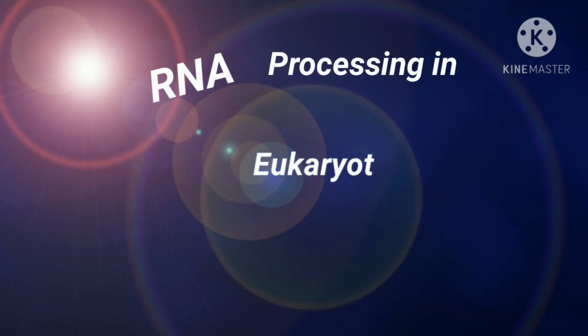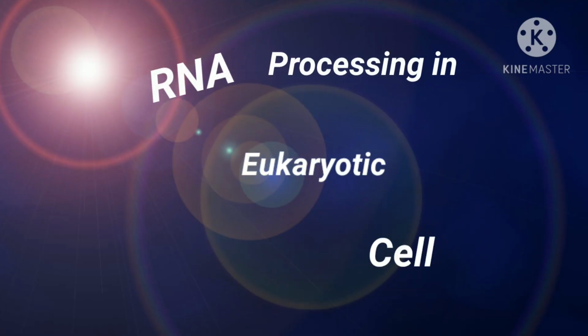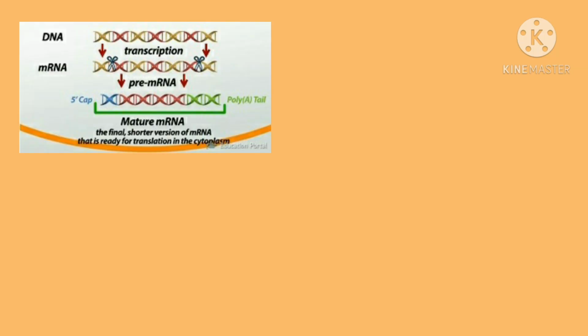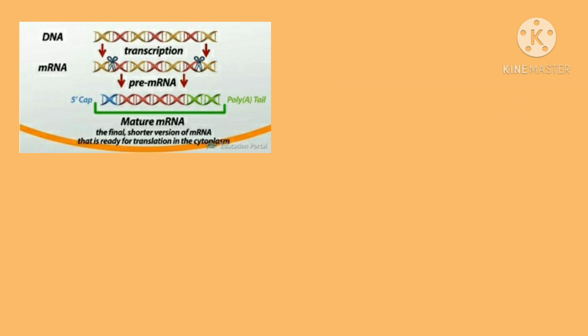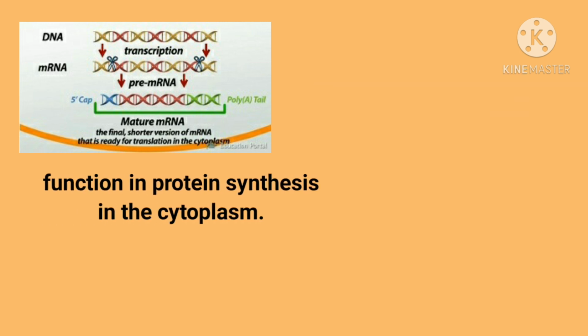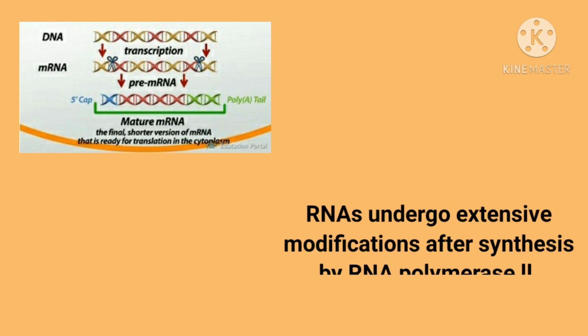RNA processing in the eukaryotic cell. RNAs are made in the nucleus of a eukaryotic cell, but function in protein synthesis in the cytoplasm. RNAs undergo extensive modifications after synthesis by RNA polymerase II.